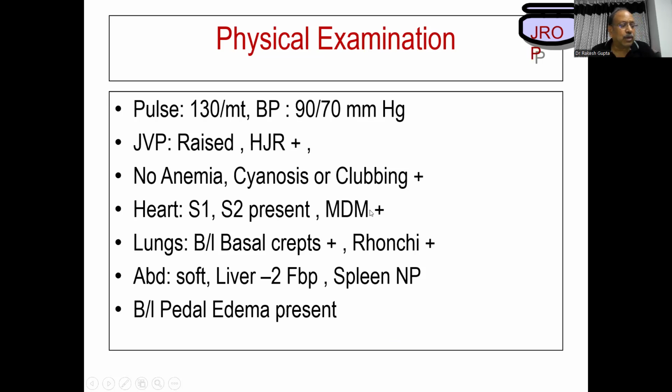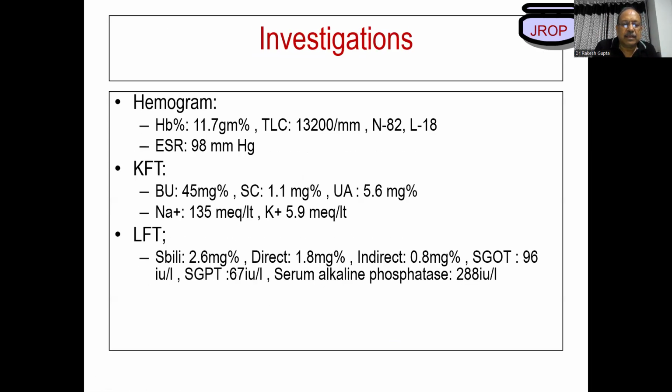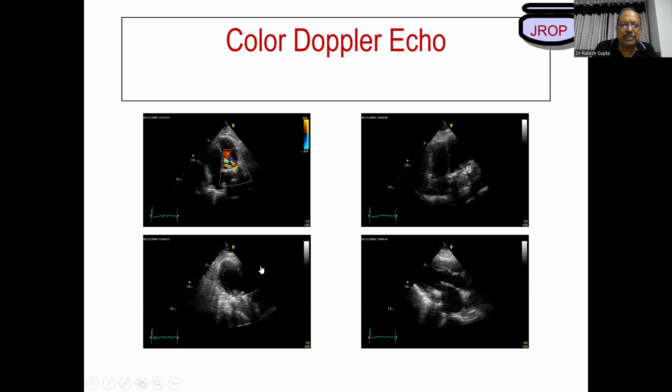mid-diastolic murmur. And what does this mid-diastolic murmur tell you? That the patient has got some stuck valve, like mitral stenosis. And along with this, the patient has features of congestive cardiac failure. Borderline deranged urea and creatinine, TLC and DLC on the high side, ESR is high, and borderline abnormal LFTs.